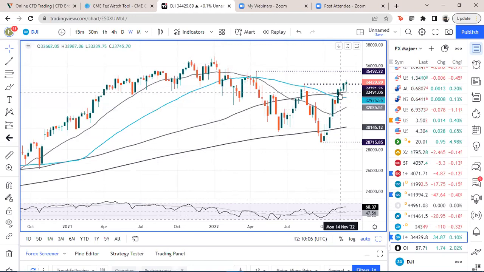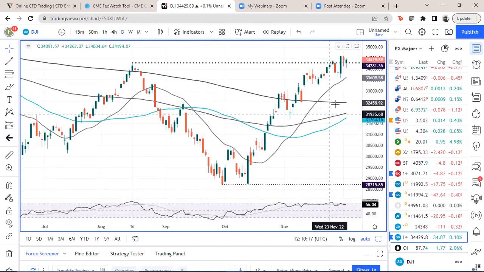But we've got support, the 100-week moving average, that is, around 33,500. And then near term, you've got the 21-day moving average around 33,609, which is around last week's lows. So interesting, again, levels of support and resistance potentially for the Dow.